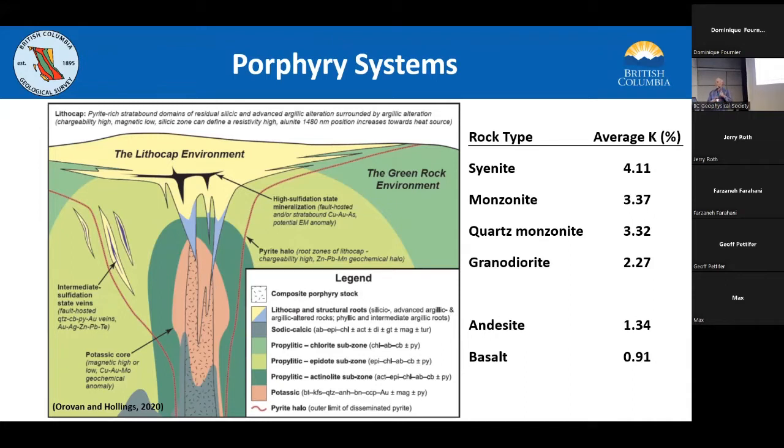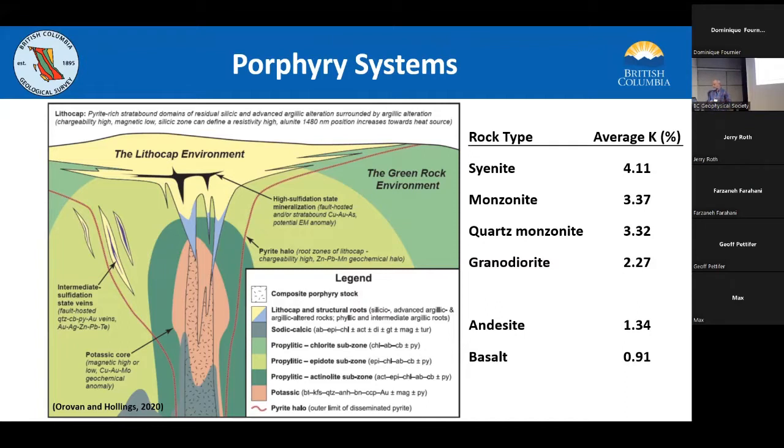So one of the most important alteration zones really is this potassic alteration zone right in the center of this deposit, because it is intimately associated with mineralization. And of course, because it's potassically altered, there's more potassium there, and you're going to hear that throughout this talk.